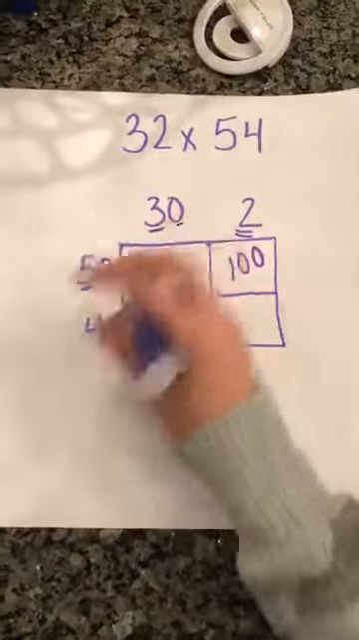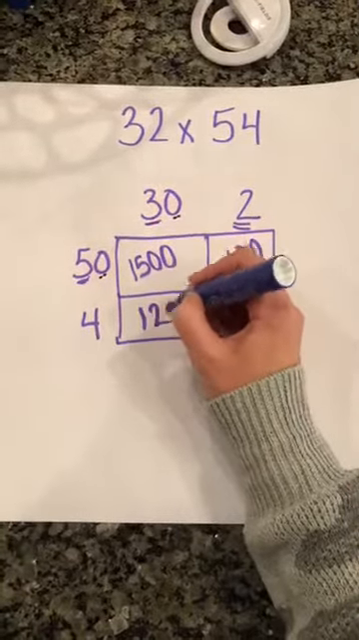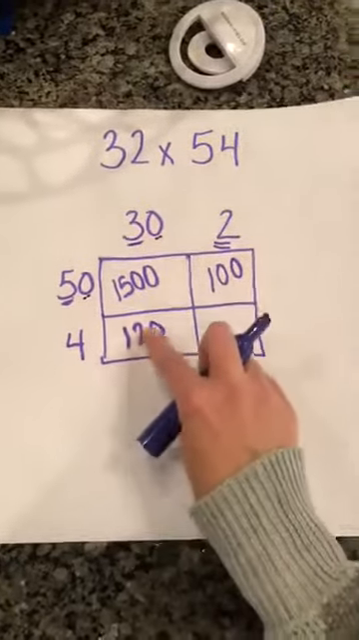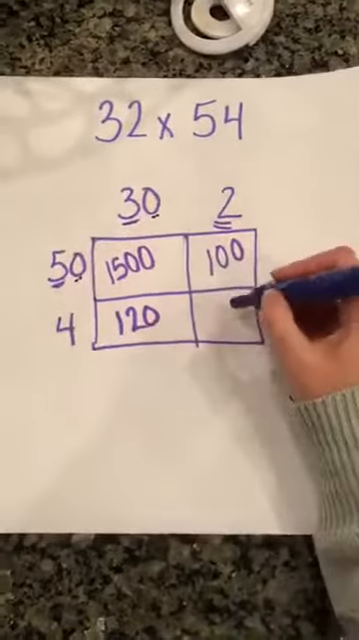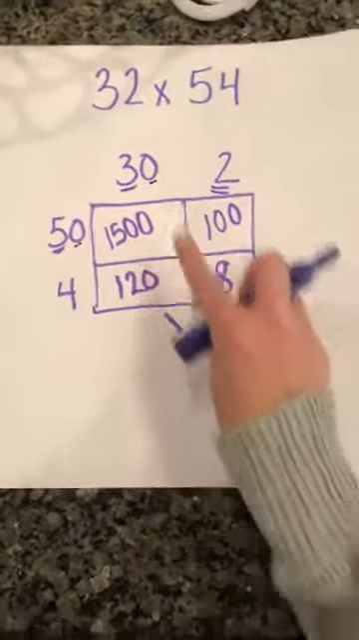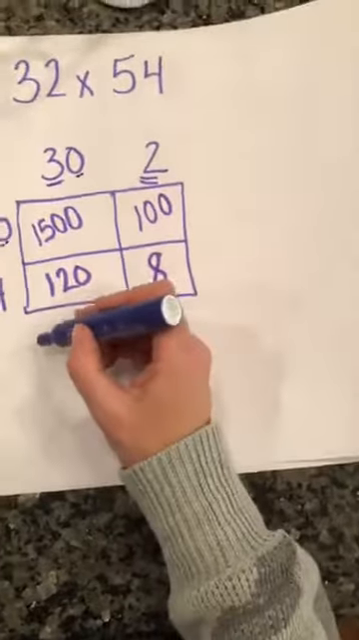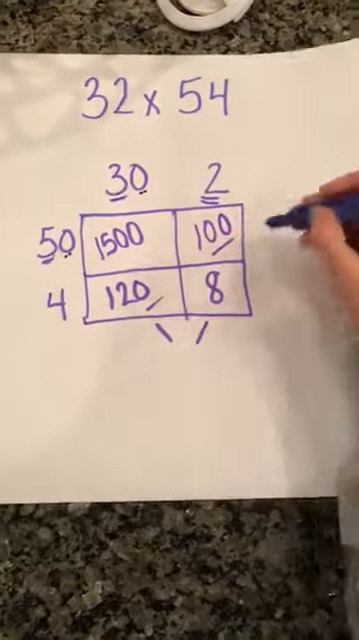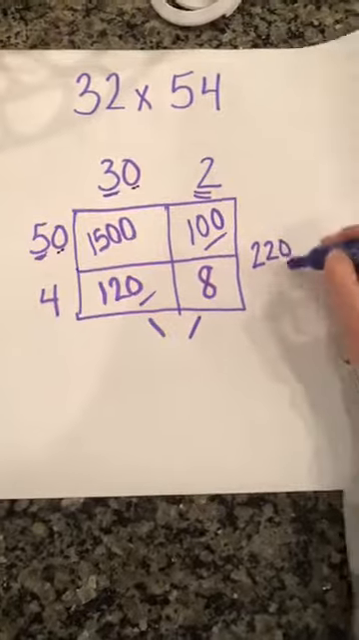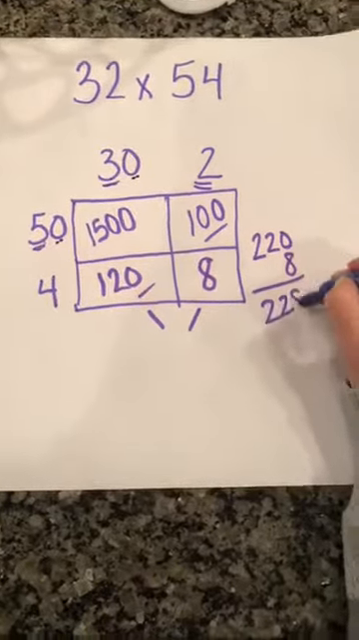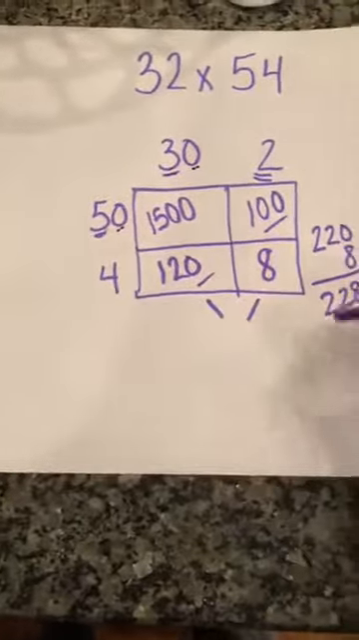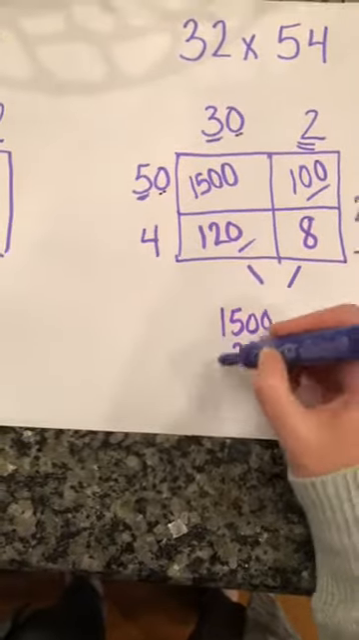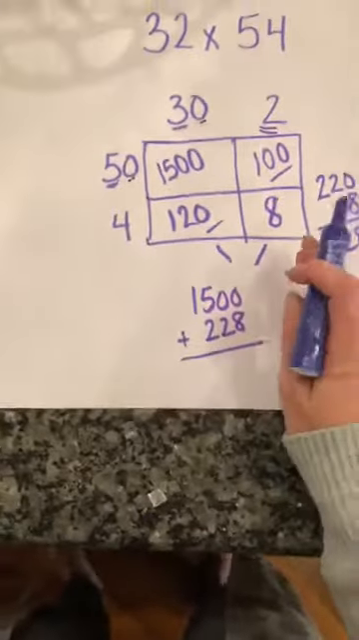30 times 4, so 3 times 4 is 12, but we have 3 10s times 4, which is 12 10s, and 2 times 4 is 8. We add them up. Now this is where our students might need to combine, so they might combine the 100 and 120 to 220, add the 8, which is 228, and then add that to the 1,500. This is where you're probably going to be like, oh my gosh, why is this so daunting? Why do we have to do so many steps, right?